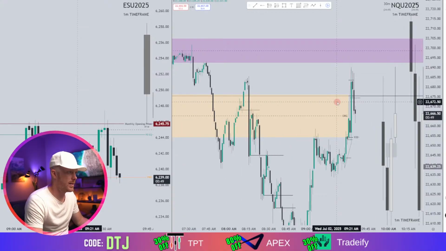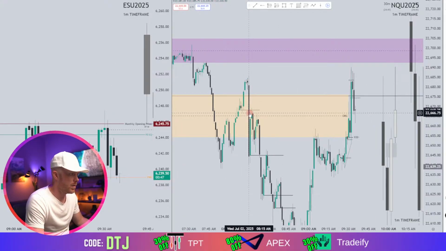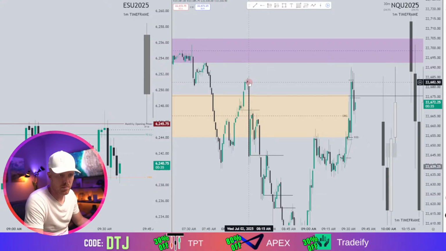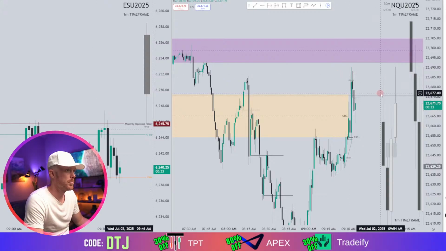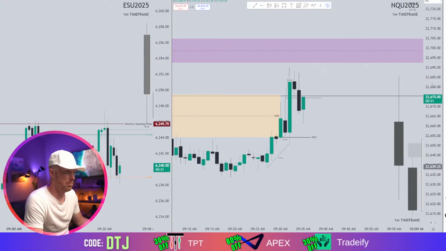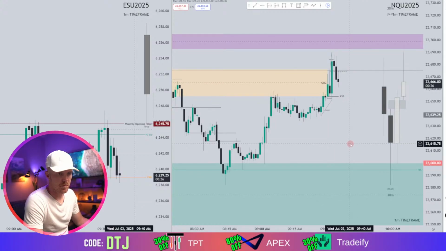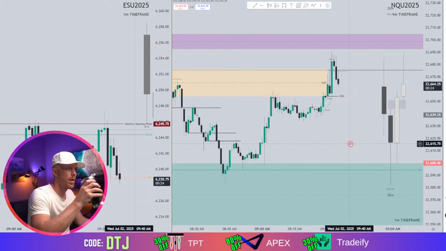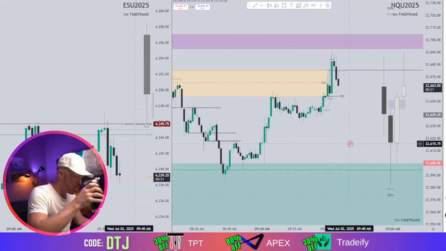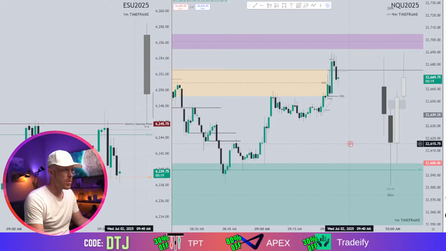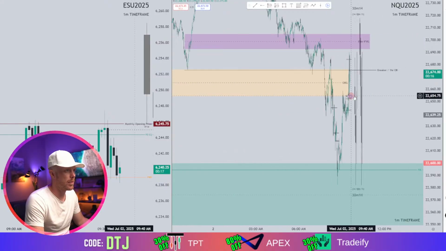Did we have data? 8:30. There was no data candle. I don't see a data candle. Was 8:15 a data candle? What was at 8:15? Well, keep in mind this black line is a breaker.